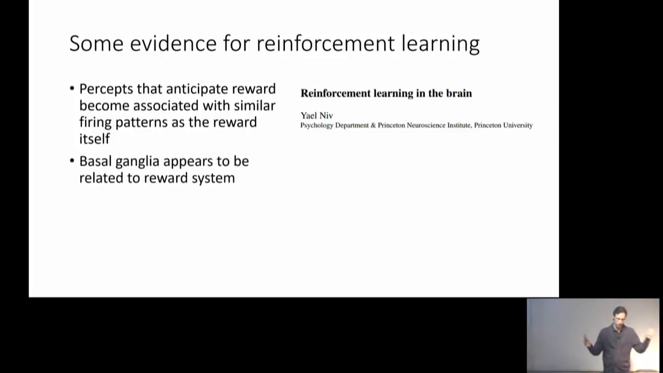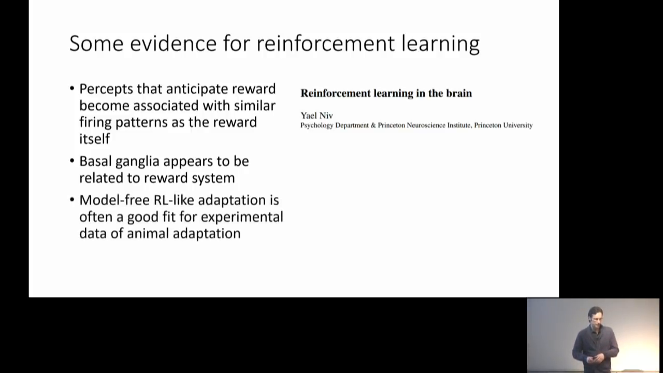The basal ganglia appears to be related to the reward system. There are a lot of studies analyzing that. And also model-free RL-like adaptation is often a good fit for experimental data of animal adaptation. So if you actually study how long an animal takes to adapt, what kind of mistakes it makes, and so on, that fits very well into computational models of model-free reinforcement learning, but not always, and it's probably not the only explanation or the explanation of the entirety of the process. So there's probably some more details there. Maybe model-based reinforcement learning has something to do with it.